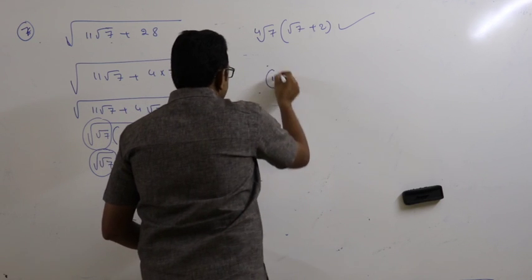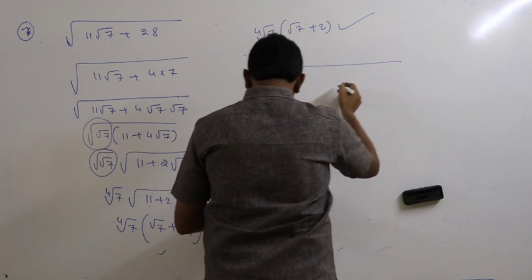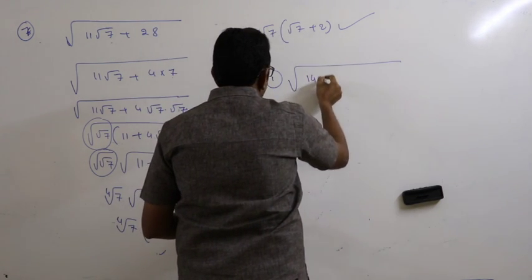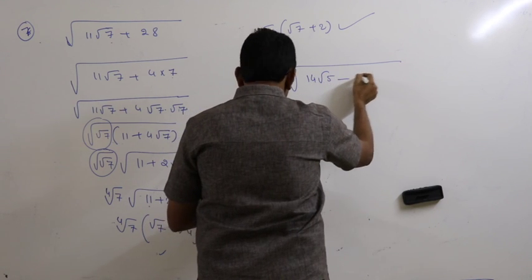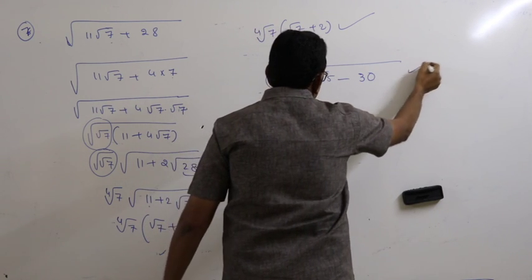Now one more problem like this. Square root of 14 root 5 minus 30. You do the sum.